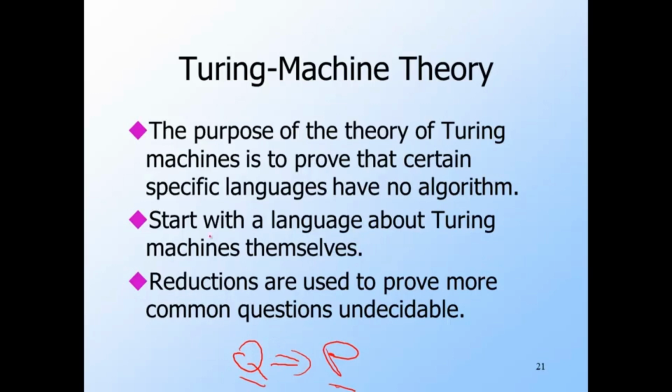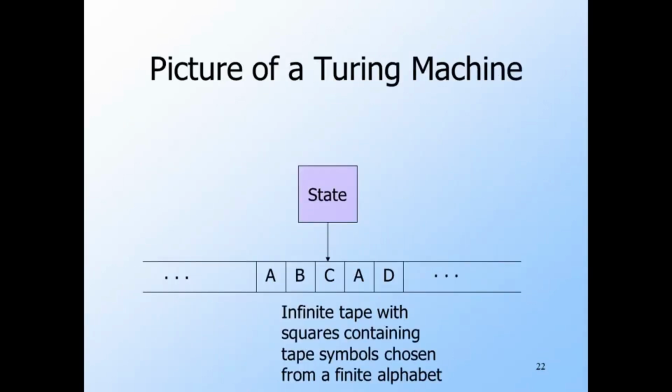Here is the picture of a Turing machine we should keep in mind. There is a state which, like all other automata, can only be in one of a finite number of states. There is a tape, this, infinite in both directions and partitioned into squares, each of which can hold a symbol of a finite tape alphabet. There is a tape head that always points to one of the tape squares.